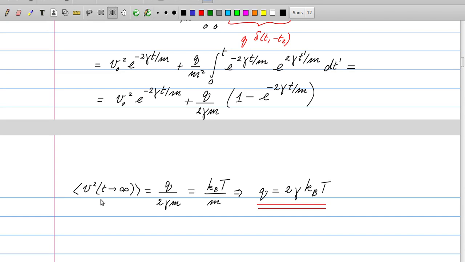But if the particle is in equilibrium in a liquid or in a gas, we know from the equipartition theorem that the velocity squared expectation value should be kBT over m. And therefore we find an expression for Q in terms of the temperature and the friction coefficient. So Q is 2 gamma kBT.